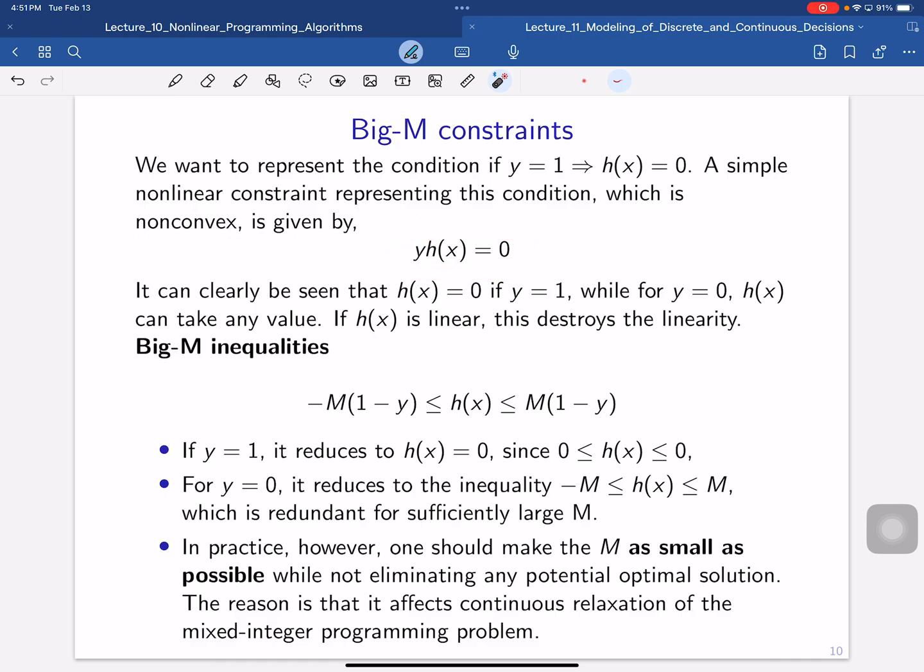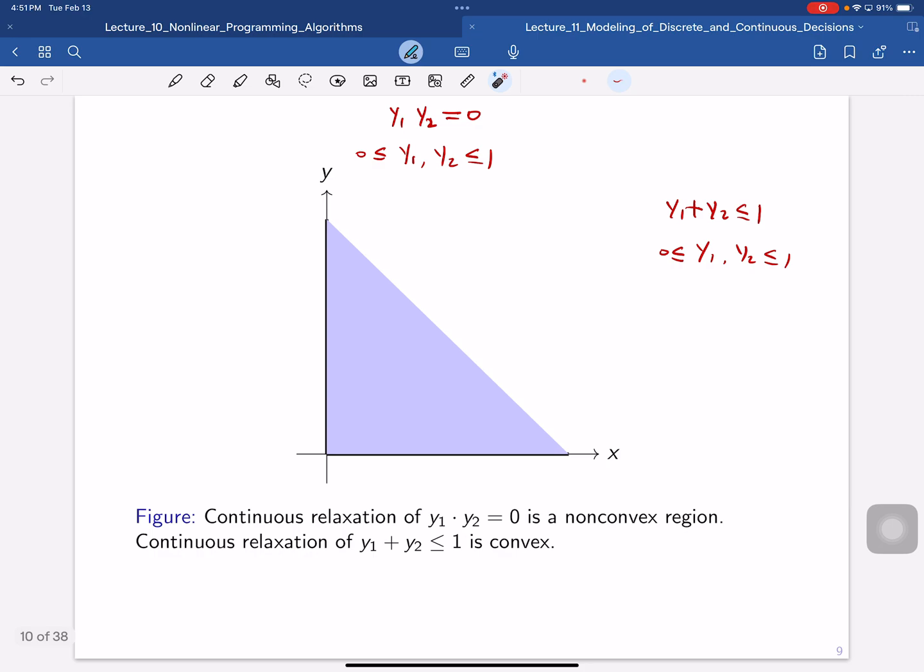Yes? In the previous slide, you again explained why y1 times y2 equals 0 is non-convex? Yeah, so if you look at y1 times y2 equals 0, and their values are between 0 and 1, it's essentially this line segment here and this line segment here. And clearly the two line segments are not a convex region. By definition of convexity, if you pick any 2 points in the set, their convex combinations are in the set. If you just pick these 2 points here and connect them by a line segment, they are not in these two line segments. Other questions?